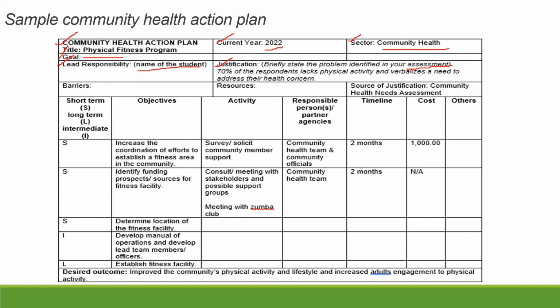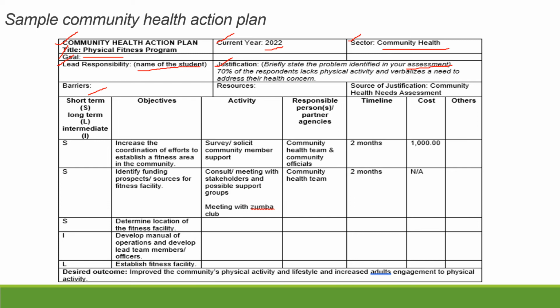Next is your barriers. So you need to identify or write down your barriers. Okay, you need to write down as many as you can. That would depend on your personal observation in your community. Like for example, for a physical fitness program, one of the barriers would be a fitness instructor. One of the barriers would be nutrition experts. Okay, so you need to write down those barriers.